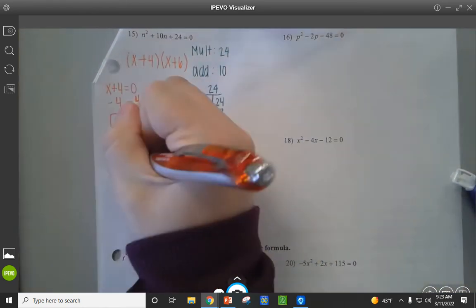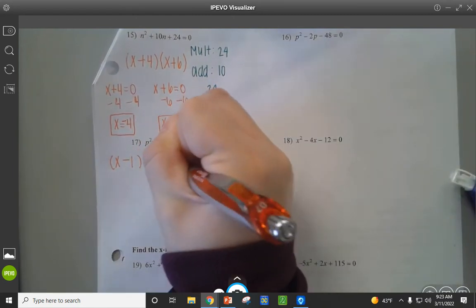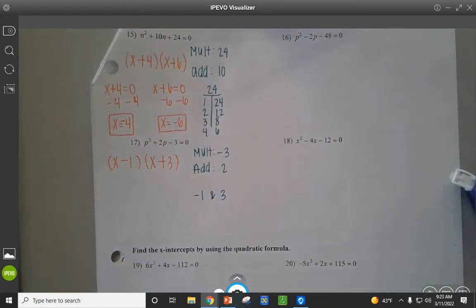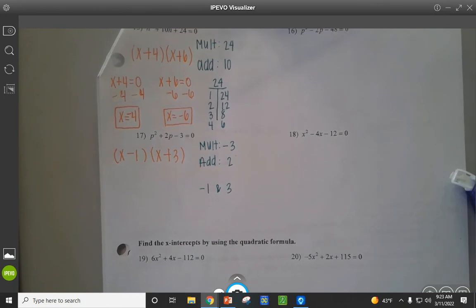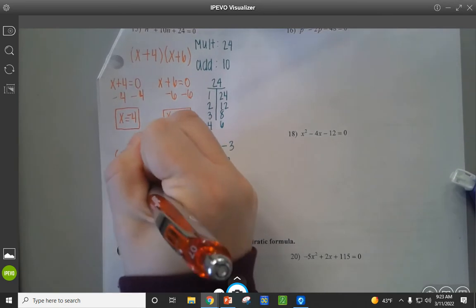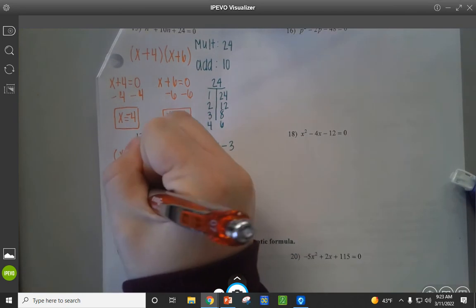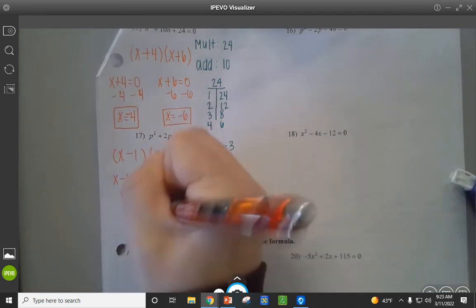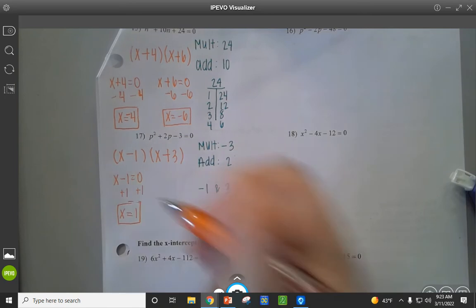So x minus 1, x plus 3. We set each one equal to 0. Get x equals 1.